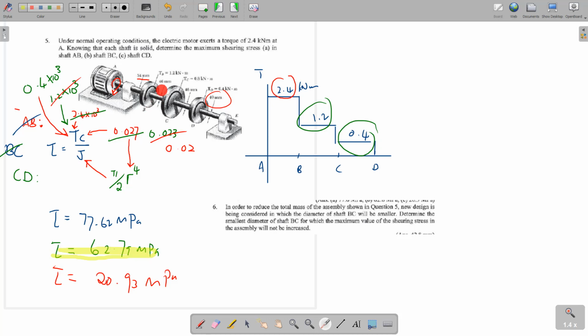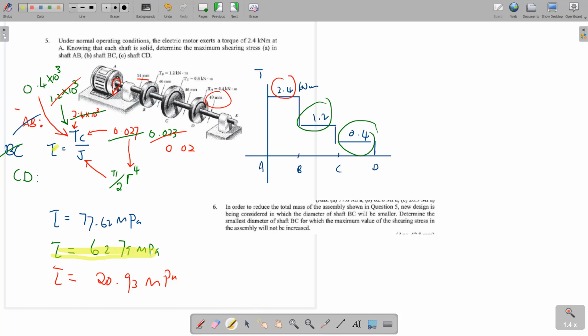We can change the diameter of the portion B to C so that it becomes smaller. By making the shaft smaller, we expect the stress to increase, but as long as it is not going to exceed the stress value of 77, that will be fine, because by maintaining the stress value to be equal or less than 77, we are fulfilling this requirement. The maximum shear stress in the assembly would not increase. Okay, let's work on it.